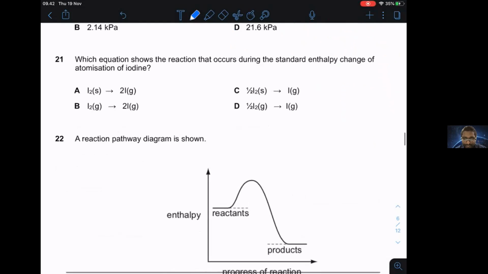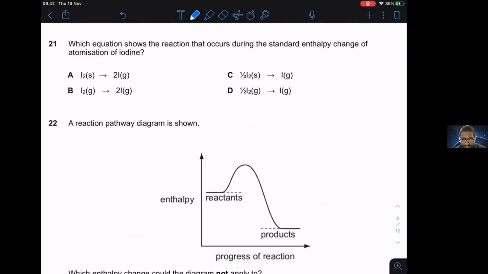Which equation shows the reaction that occurs during the standard enthalpy change of atomization? So you need to understand that in atomization, we are trying to change iodine into atoms. So we want atoms of iodine in the form of gas. But do remember I2 gives you 2 moles of atoms of iodine.